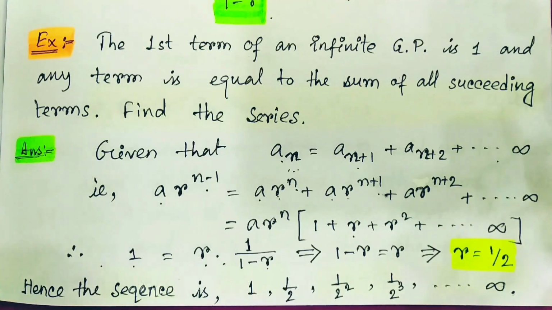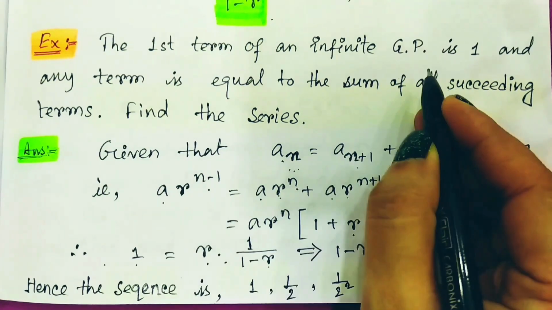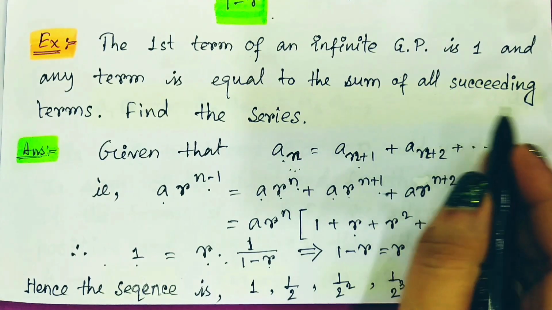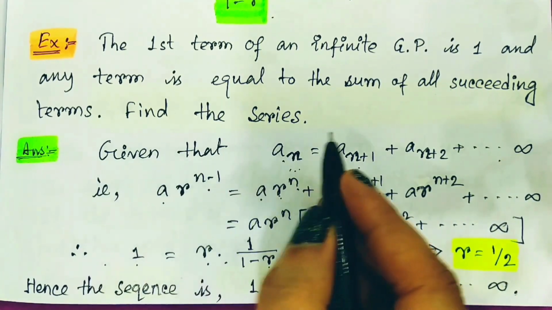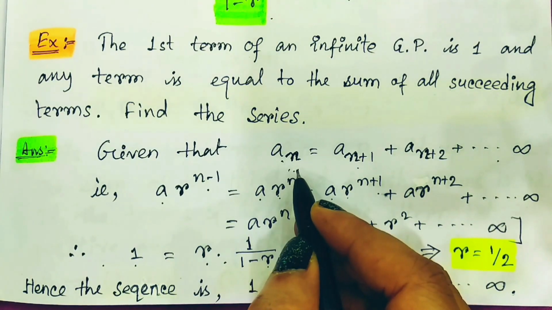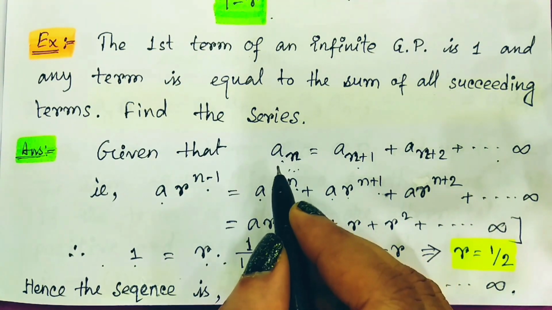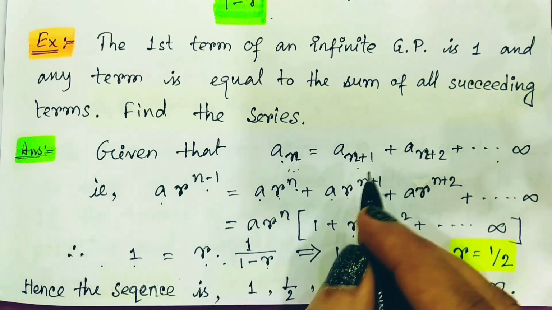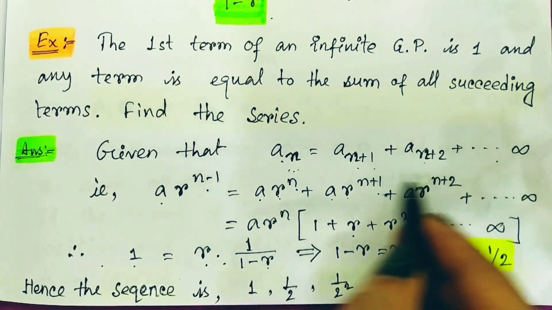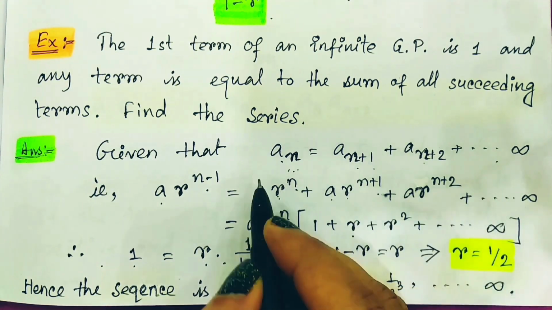The example: the first term of the infinite GP series is 1 and any term is equal to the sum of all succeeding terms. Find the series. So what is given? That if an is the nth term, then this one is the summation of all the succeeding terms. That means an plus 1, an plus 2 in this way. If you add all those, then this summation is your an.